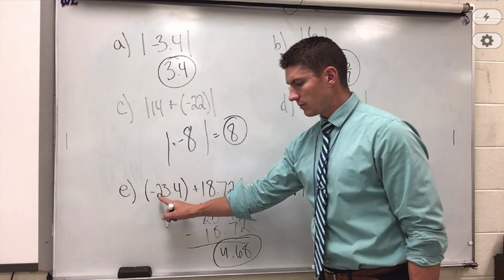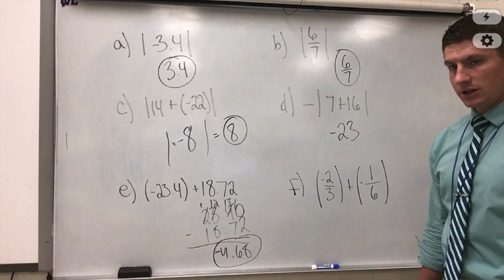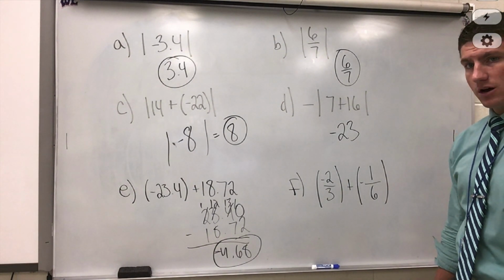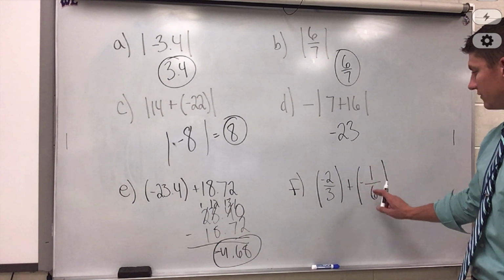Because the larger number was negative, you would have a negative remaining. Letter F, let's try the sum of what would be fractions in this case. You've got negative 2/3 plus negative 1/6.